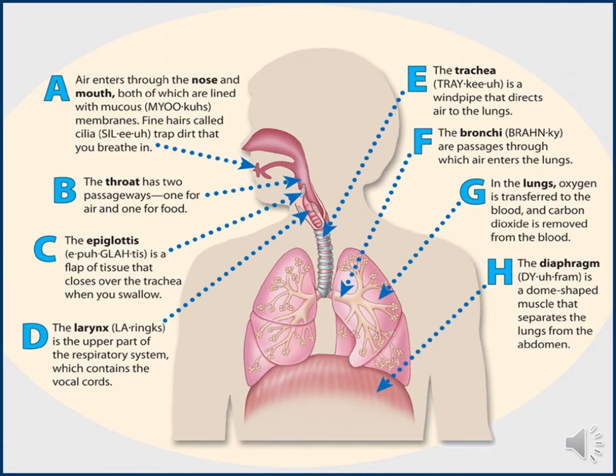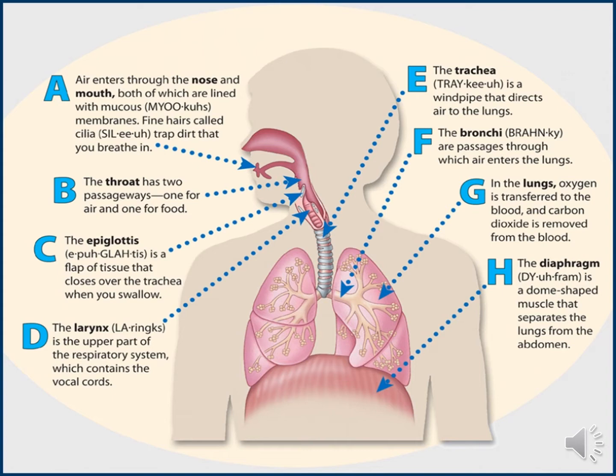As air enters the body through the nose and the mouth, it goes into the throat. The throat has two passageways, one for air and one for food. In the throat is the epiglottis, which covers the trachea when you swallow. This prevents food from entering into the lungs. And then the larynx is the upper part of the respiratory system that contains the vocal cords.